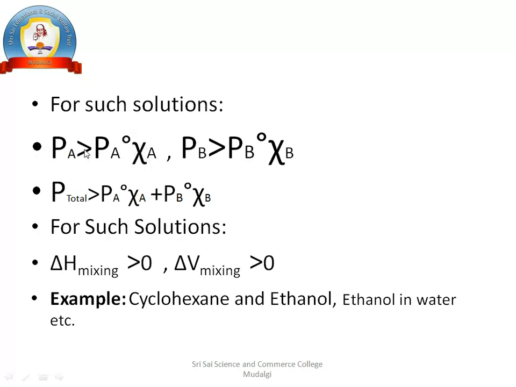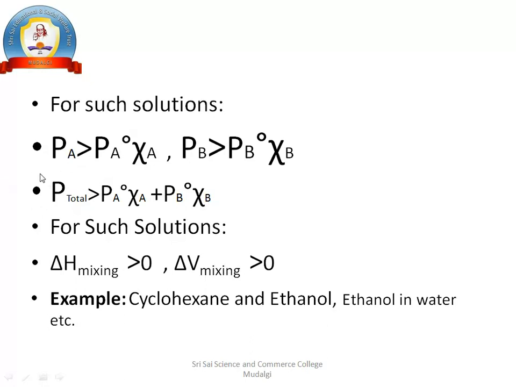So for a non-ideal solution with positive deviation, the partial pressure of component A is greater than the vapor pressure of pure component A into its mole fraction, and similarly the vapor pressure of component B will also be greater than the vapor pressure of pure component B into the mole fraction of component B. Now, the total vapor pressure will be greater than the vapor pressure of pure component A into mole fraction A plus the vapor pressure of pure component B into mole fraction B.